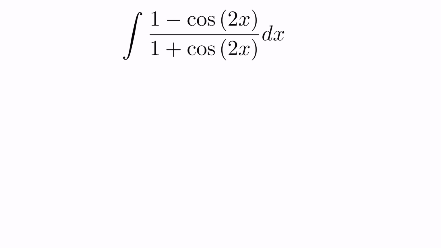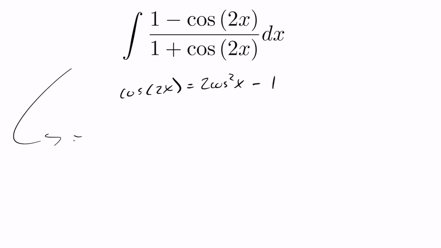We know that cos 2x can be expressed as 2 cos squared x minus 1. So I'm going to substitute that into this integral to try to break this down. The reason I chose cos 2x here is we get a bit of cancellation with at least one of the ones here. It turns out the one in the bottom will get canceled off. Let's take a look at what happens here.